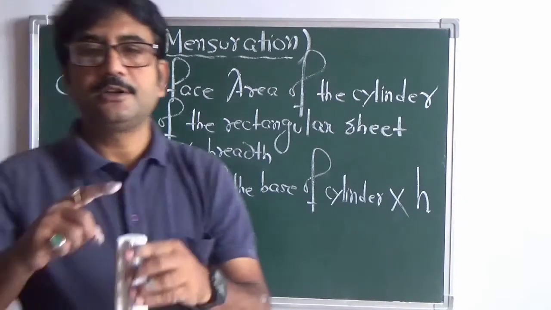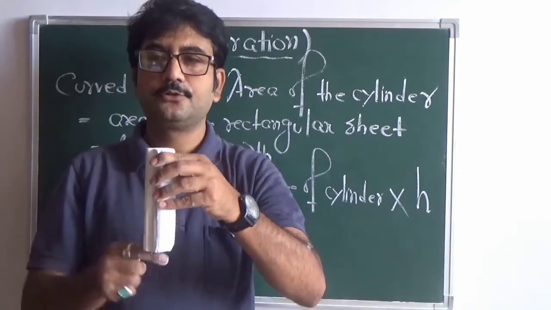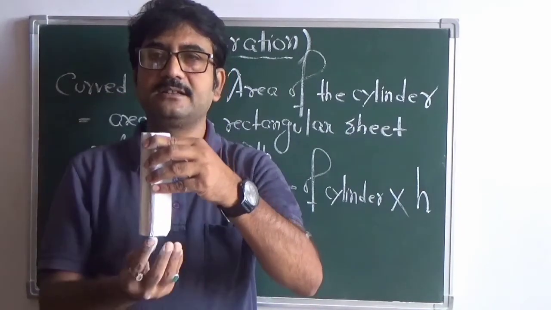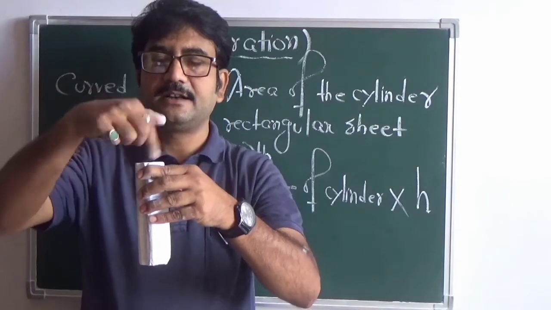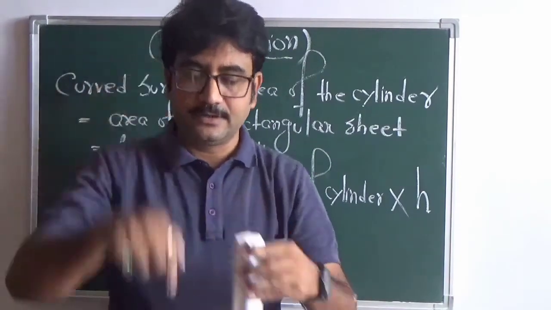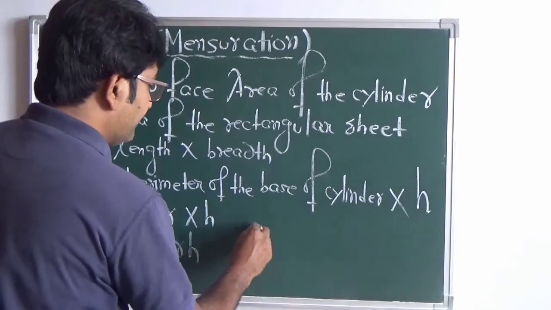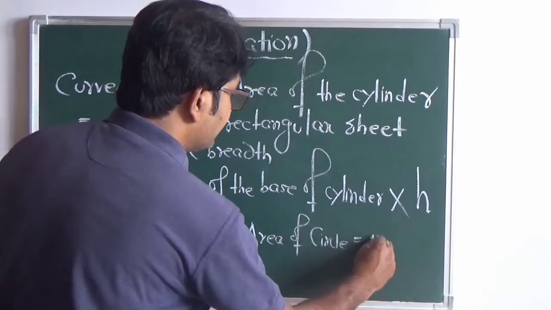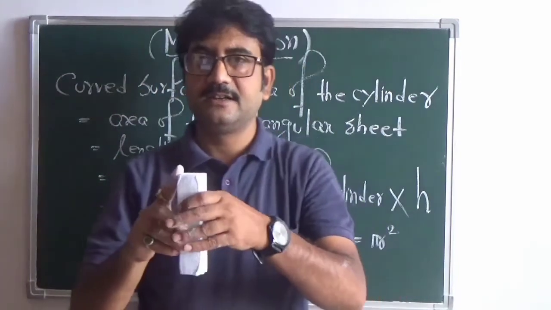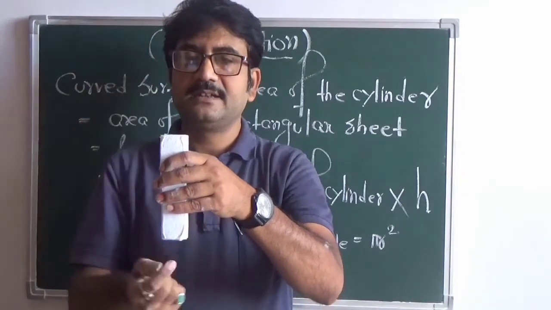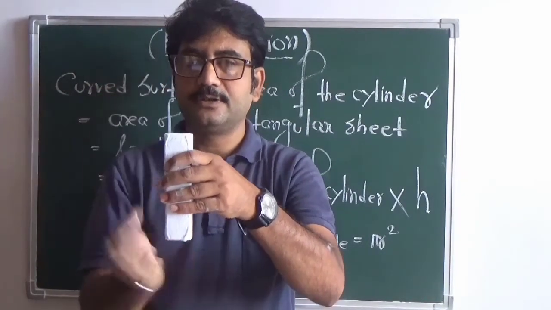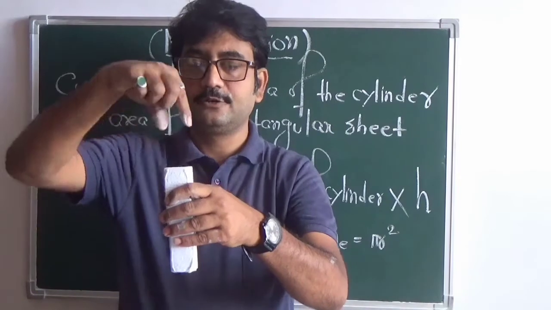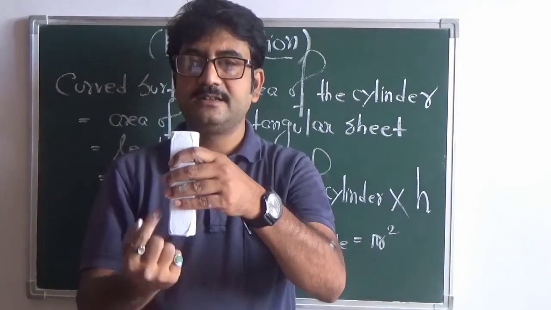Now supposing the top and the bottom of the cylinder are also to be covered, then we need two circular parts on the top as well as at the bottom, and each will have a radius r units and area pi r square. You know that the area of a circle is pi r square. So you have to put two circular parts on the top and the bottom, each of radius r and each having area equal to pi r square. So pi r square is the area of the top, pi r square is the area of the bottom.